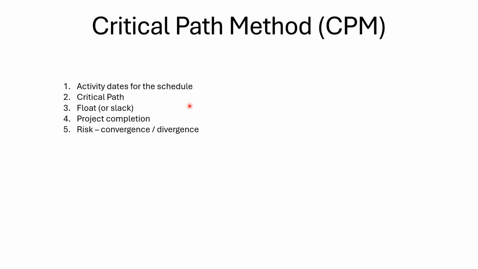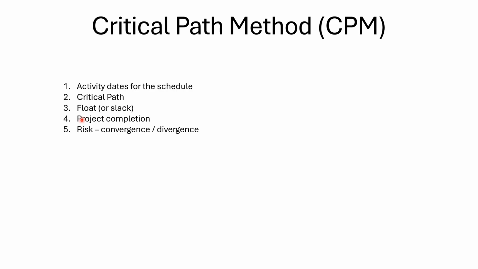Using the critical path method, there are several important things that we will calculate on the schedule. And these are, one, the activity dates for the entire schedule can be calculated using the CPM. The second is we identify a critical path amongst several paths in the schedule. We will also find the float or slack for the entire schedule and for individual activities. This is a period of time that an activity can be delayed without impacting the entire project.